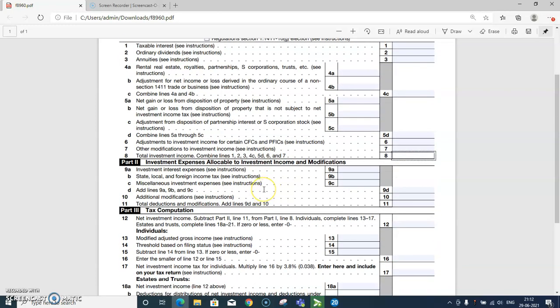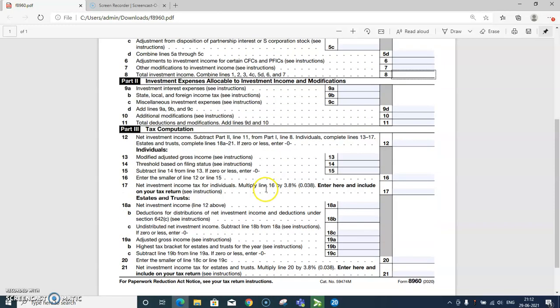Now coming to part 2, investment expenses allocable to investment income and modifications. Come to line number 9, investment interest expenses. 9b, state, local and foreign income taxes. 9c, miscellaneous investment expenses. Coming to line 10, additional modifications. Line 11, total deductions and modifications. And part 3, tax computation. So whatever I have discussed, let's have a look in our software, Drake.